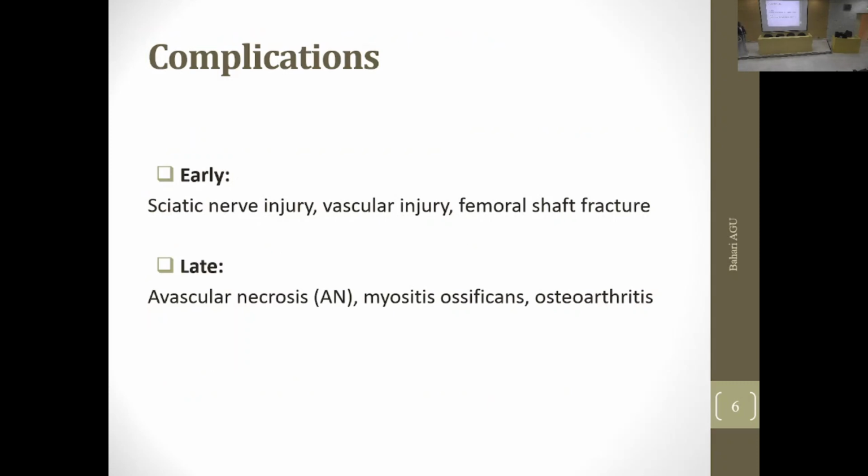So what are the complications? We talk about it. Sciatic nerve injury will be at risk, and vascular injury. Femoral shaft fractures could be associated with that hip dislocation, and sometimes if there is a fracture, you do not find that position. So the diagnosis of the hip dislocation may be somewhat difficult if there is an associated midshaft femur fracture. And as late complications, avascular necrosis, myositis ossificans, or osteoarthritis, because there would be a degenerative problem with the joint, the cartilage.